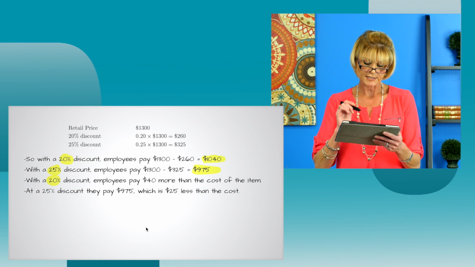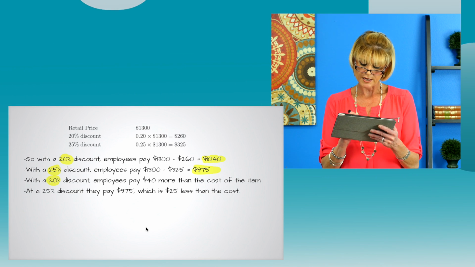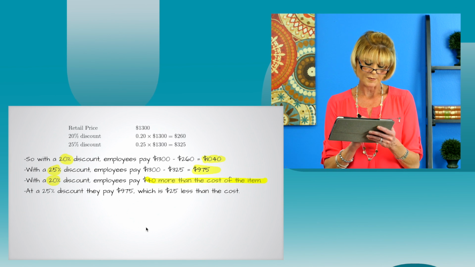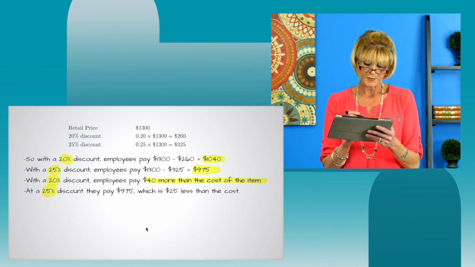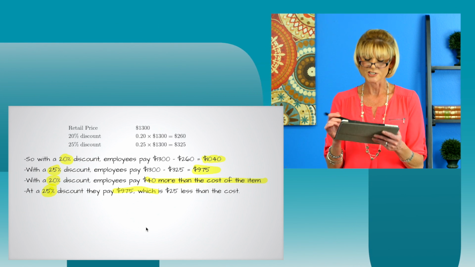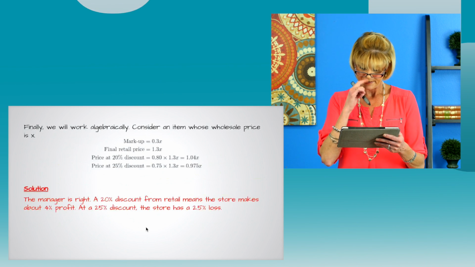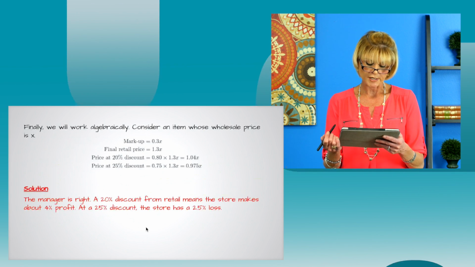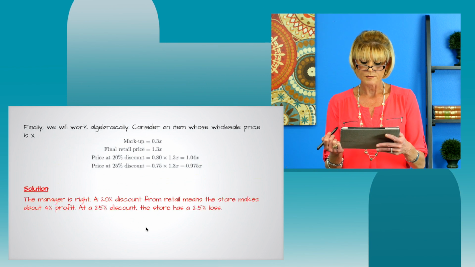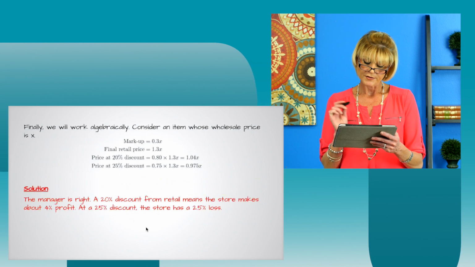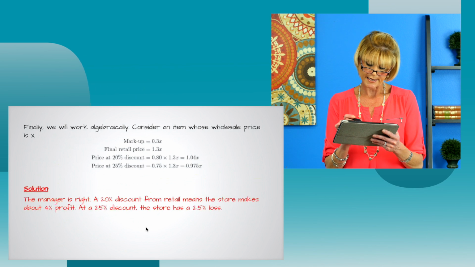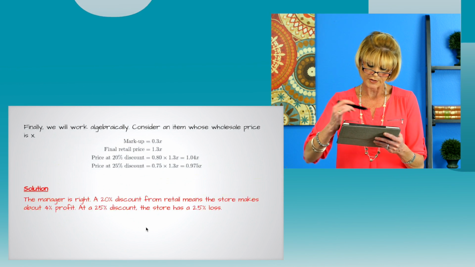With a 20% discount, employees pay $40 more than the cost of the item. However, at a 25% discount, they pay $975, which is actually $25 less than the cost. So finally, we're going to work algebraically. Consider an item whose wholesale price is X. The markup, 0.3X. Final retail price, 1.3X.